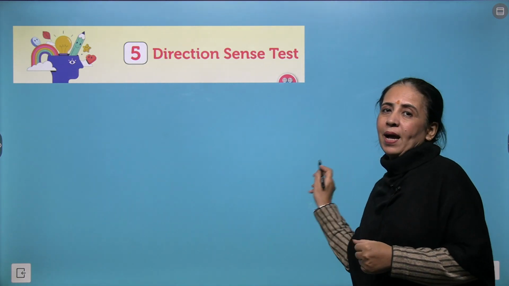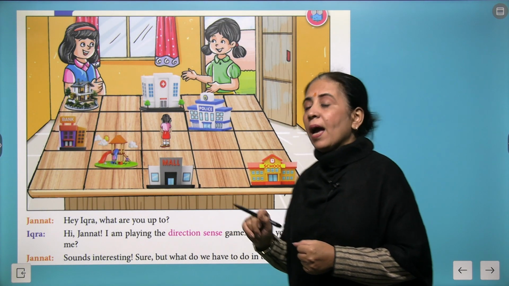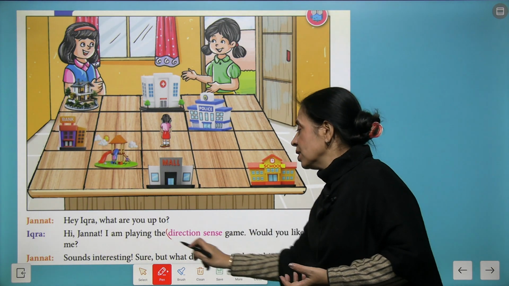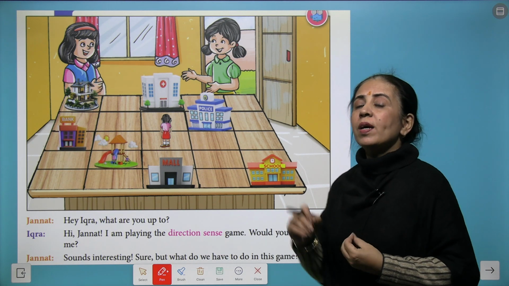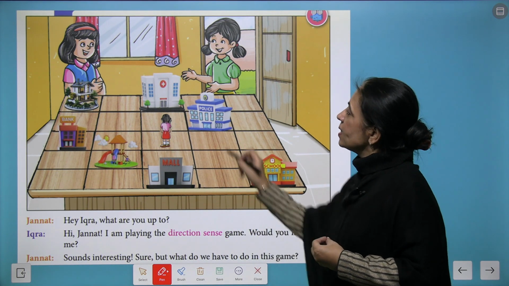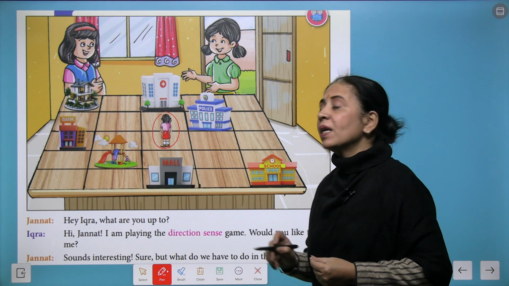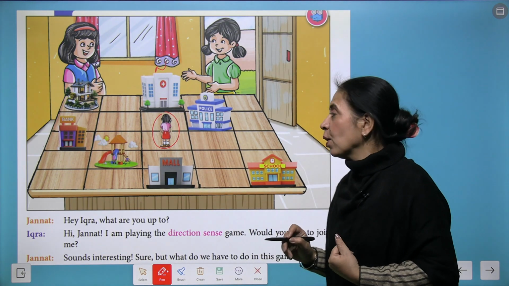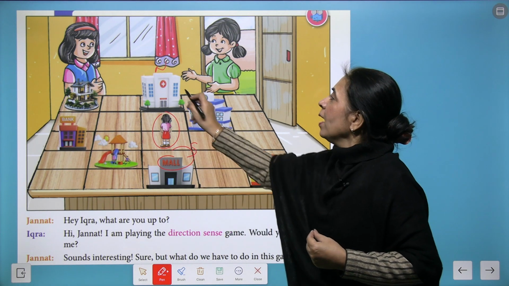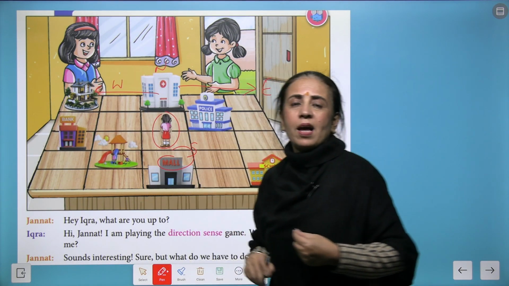So come, let's begin with direction sense, and here we have a game which Ikra is playing. Here Jannat is asking Ikra, what is she doing? She told she is playing with direction sense game, which is going to improve her understanding of navigation and spatial understanding. So she is telling that if there is a girl who is facing towards the hospital, hospital is in the north direction. What is at back of it? Yes, that's mall. So we say mall is in the south direction. And if you look at this direction, here we have east and this is west direction.